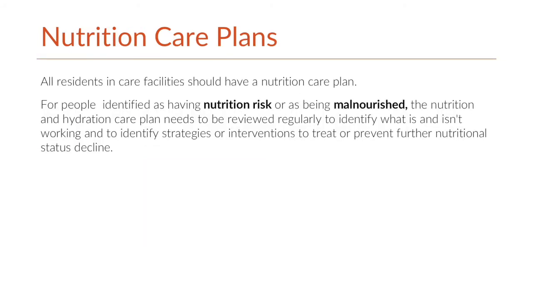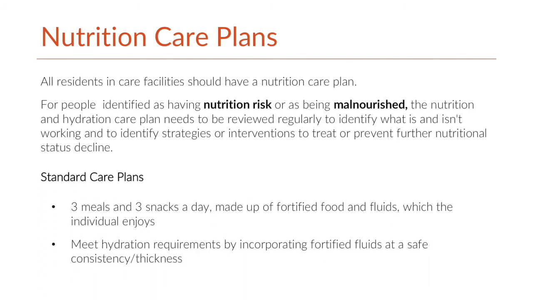Regardless of their score in the nutrition screening tools, all residents in care facilities should have a nutrition care plan. For people identified as having nutritional risk or being malnourished, the nutrition and hydration care plan needs to be reviewed regularly to identify what is and isn't working, and to identify strategies or interventions to treat or prevent further nutritional status decline. A standard care plan usually includes 3 meals and 3 snacks a day, made up of fortified food and fluids, which the individual is known to enjoy.